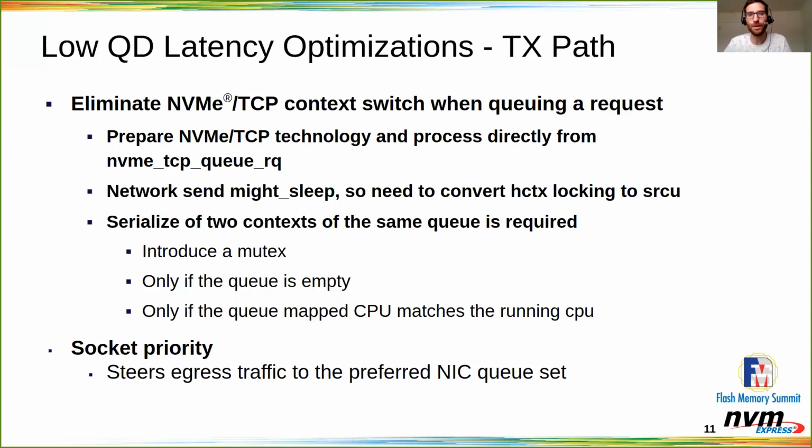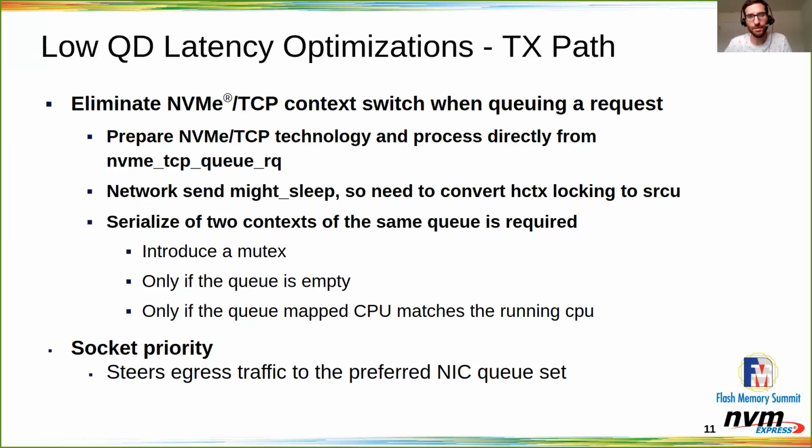What we do here is, in the callback itself, we go ahead and send the I/O directly from that context, eliminating the context switch to the I/O thread. Now that we have two contexts that may access the TCP connection at once, they need to be serialized, so we added serialization in the form of a mutex. Also, the network send is not guaranteed to be atomic, so we needed to change the locking scheme in the queuing interface in the block layer from RCU to SRCU.